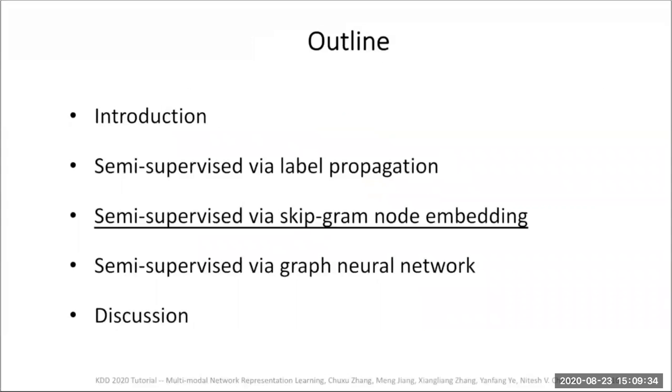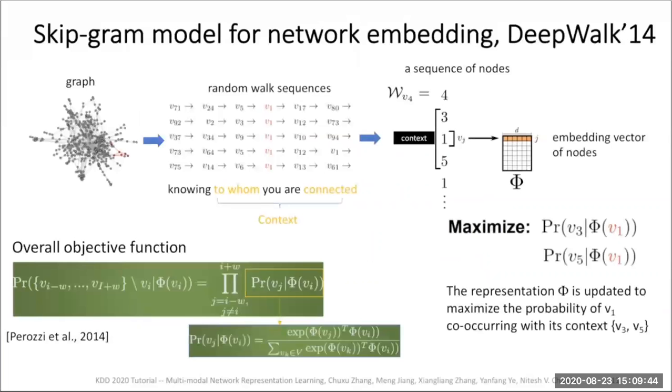So let's move to the second type of approach. It's based on the skip-gram model for learning the node embeddings. So first, let's see DeepWalk, using the skip-gram model for learning node embeddings in an unsupervised way. And here, node features are not considered. It works for plain networks.